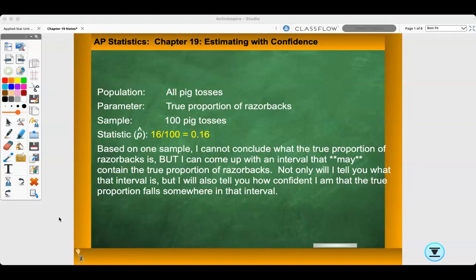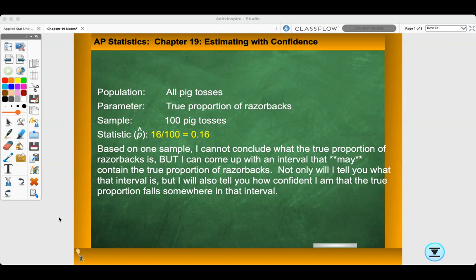Today we're going over Chapter 19, Estimating with Confidence. We're going back to our example from Chapter 18, the one with the pig tosses with trotters and razorbacks. So our population is all pig tosses, our parameter is the true proportion of razorbacks, our sample is 100 pig tosses, and our test statistic for the 100 pig tosses was 0.16, 16 out of 100.